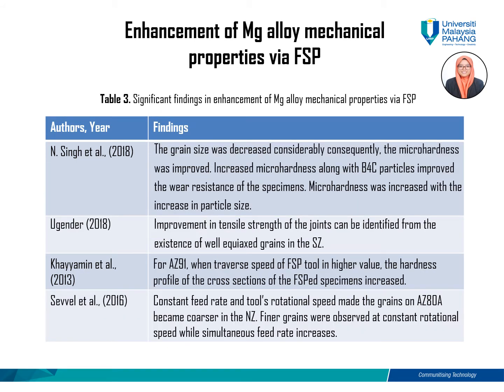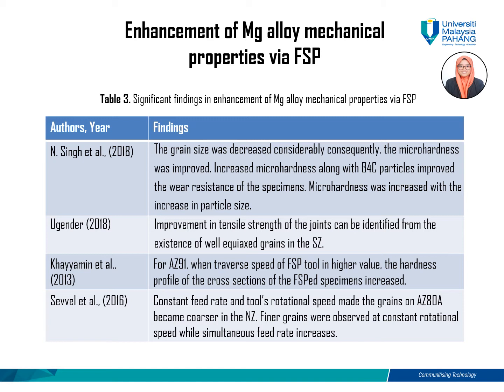Ensing and team explained that the grain size decreased and, consequently, the microhardness improved. Increased microhardness, along with added particles, improved the wear resistance of the specimens. Microhardness increased with the increase in particle size. Uganda described that improvement in tensile strength of the joints can be identified from the existence of well-equiaxed grains in the stirred zone.